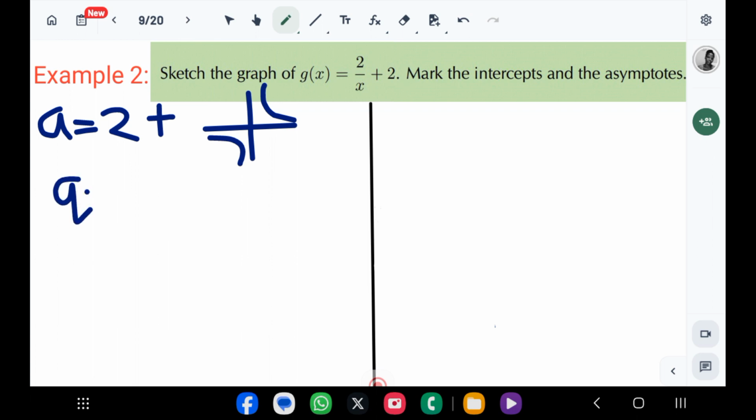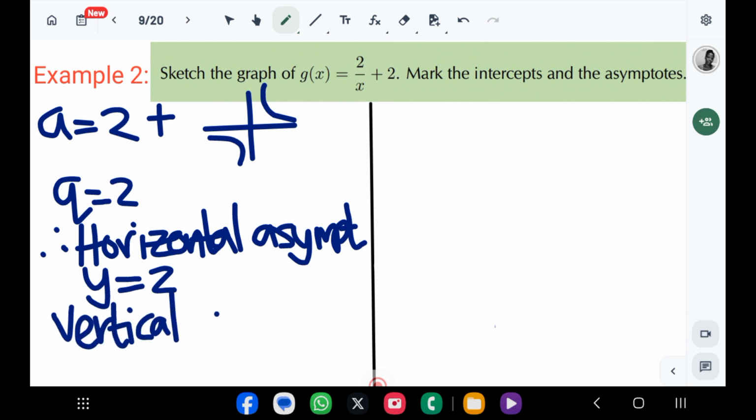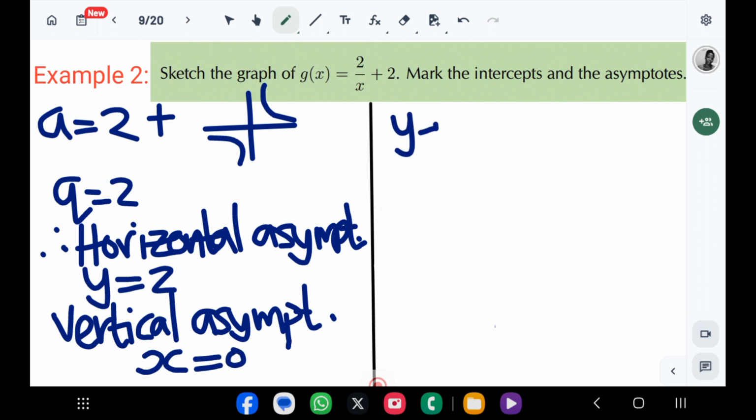Our q is equal to 2, therefore the horizontal asymptote, up and down, will be y equals 2. And then the vertical asymptote is very easy, it doesn't change. The vertical asymptote is x equals 0. Let's find the y-intercept.